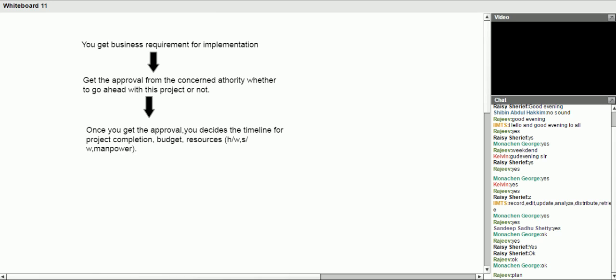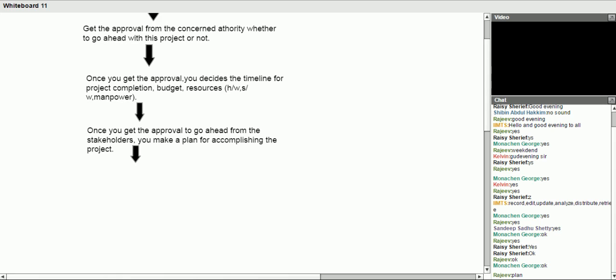Then what do you do? Once you get the approval to go ahead from the stakeholders, you make a plan for accomplishing the project.